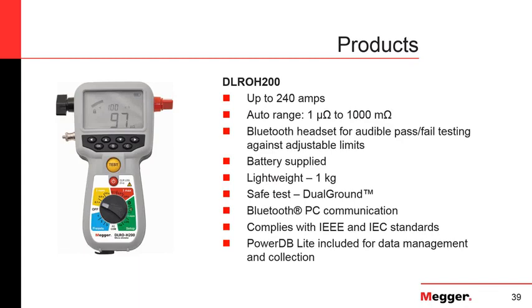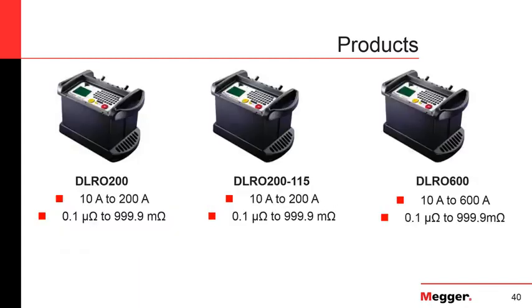Now moving on to the bigger instruments, we have the DLRO 200 and 200-115. Both of those are 200 amp units, and they are capable of measuring between 0.1 microohm and 999.9 milliohms. And then we have the DLRO 600, which can put up to 600 amps for 3 seconds, and it can measure between 0.1 microohm and also up to 999.9 milliohms.